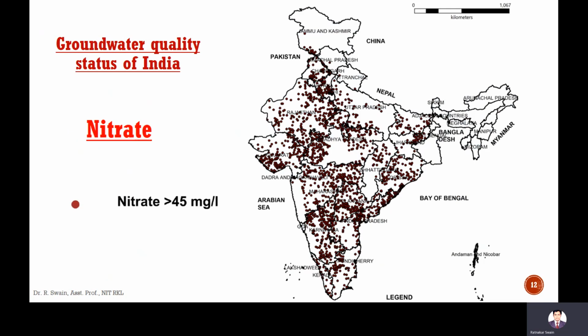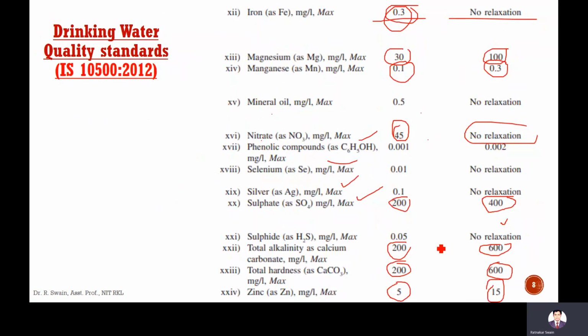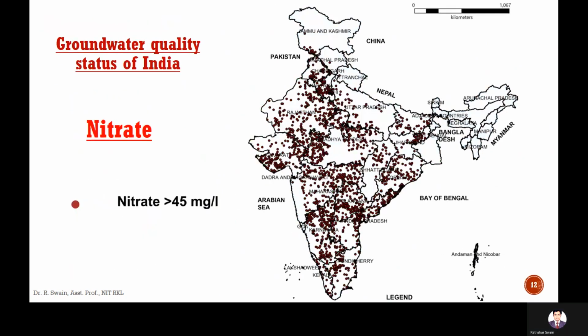Next is nitrate. I discussed that more than 45 is not allowed, with no relaxation. So nitrate content you can see here. Most of the locations in India have nitrate content more than 45 milligram per liter, which is dangerous. So groundwater is not suitable for drinking.